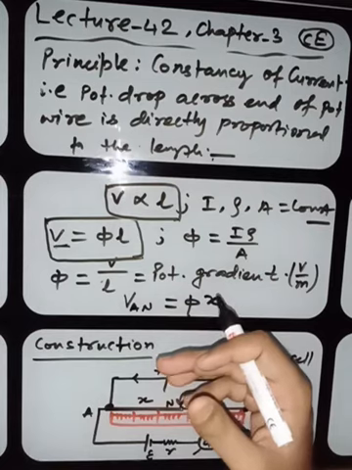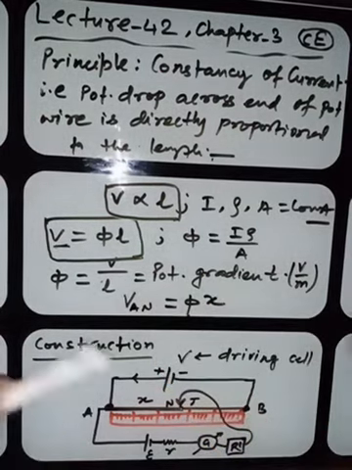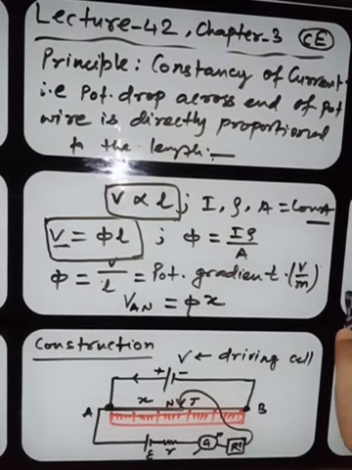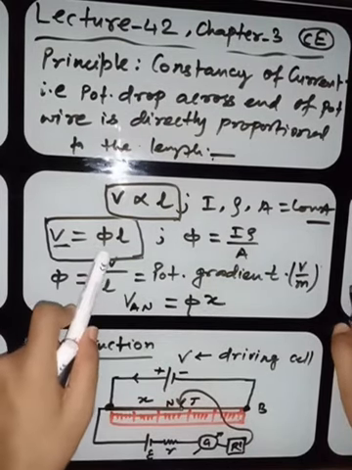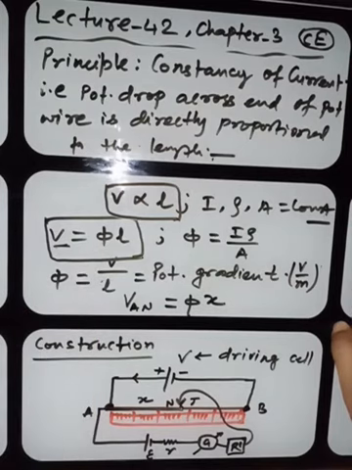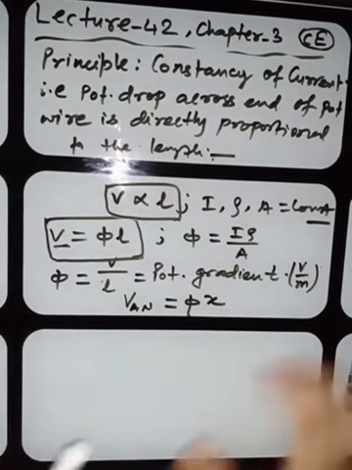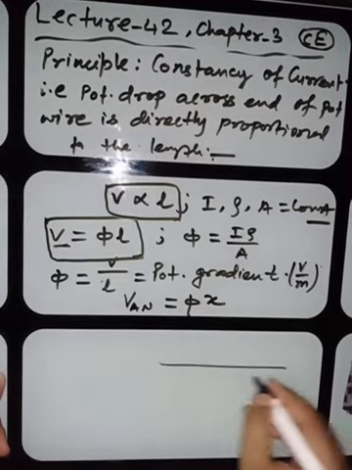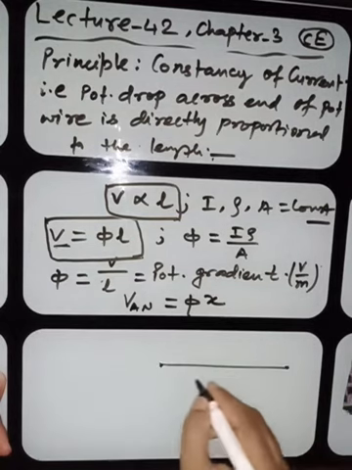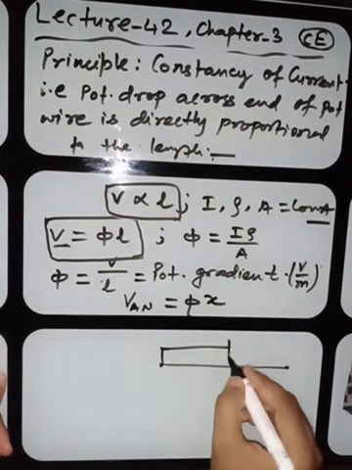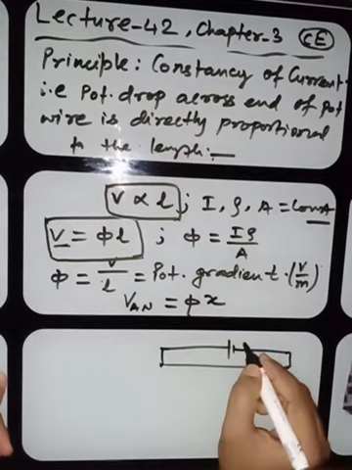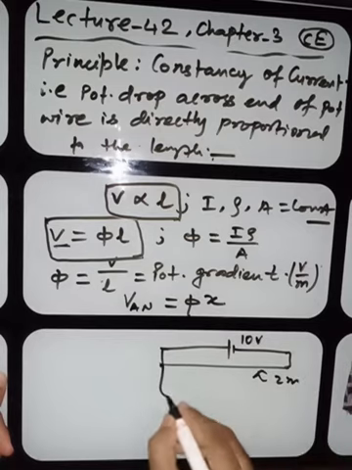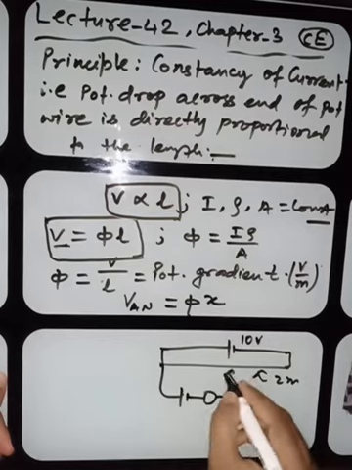Okay, my dear students. Before that, we will try to understand the method on which this potentiometer works. I hope this phi is very much clear to everyone. Take a very simple example. Suppose this is a potentiometer wire and it is connected with a battery of 10 volt, of length, suppose, 2 meter.